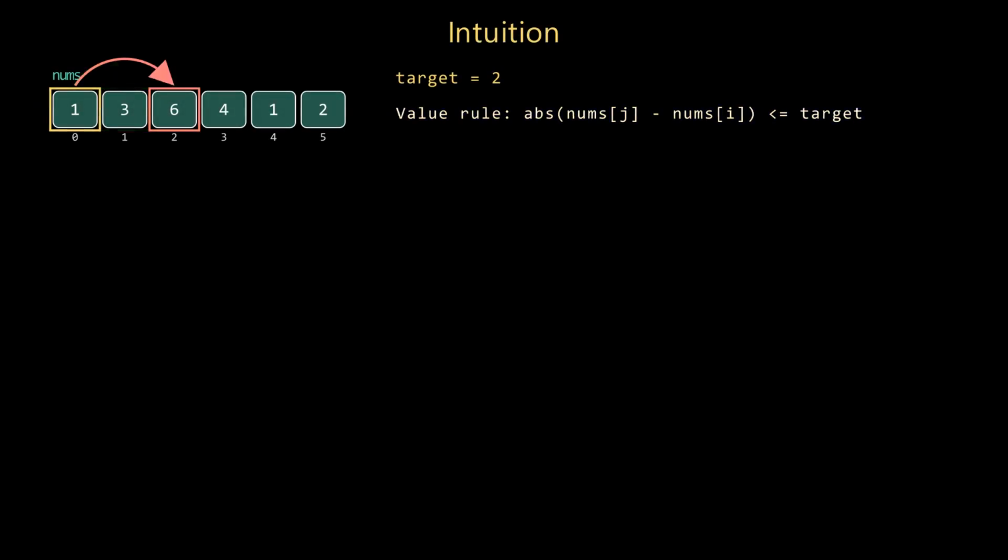Think of each index as a platform. A jump is allowed only when the value difference is within target. We are not looking for the shortest path, we want the most legal jumps that still finish at the last index.